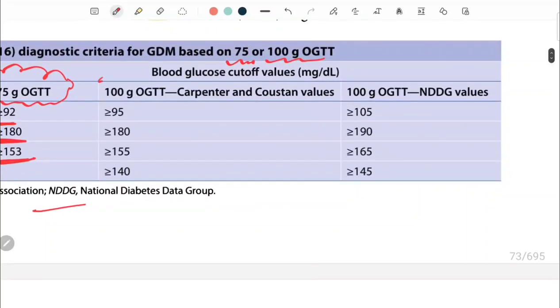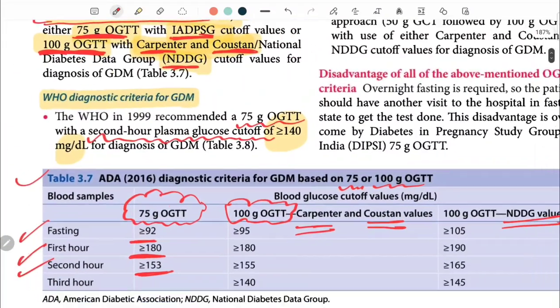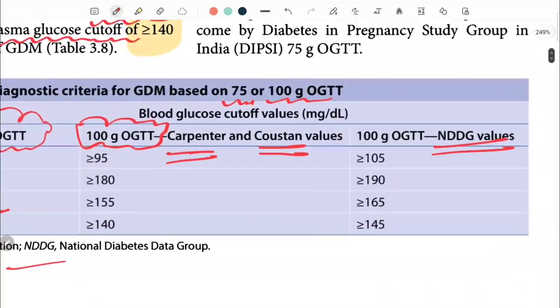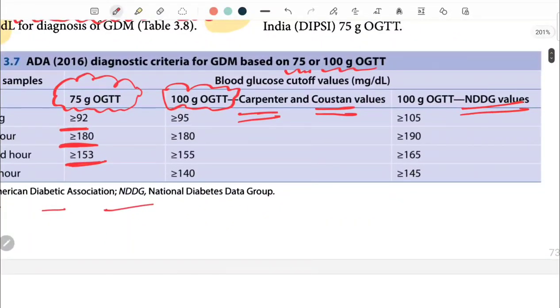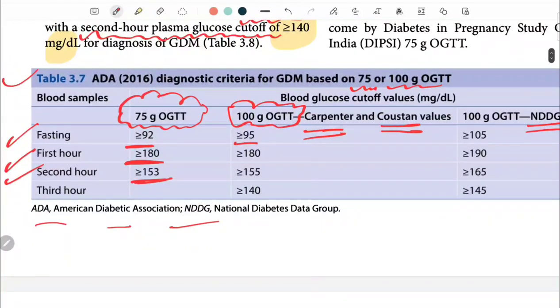Now moving on to the 100 gram OGTT test. There are mainly two criteria you need to know: the Carpenter and Coustan criteria, and the NDDG, National Diabetes Data Group. First, under the Carpenter and Coustan values for the 100 gram OGTT, fasting should be more than or equal to 95, first hour more than or equal to 180, second hour more than or equal to 155, and third hour more than or equal to 140.